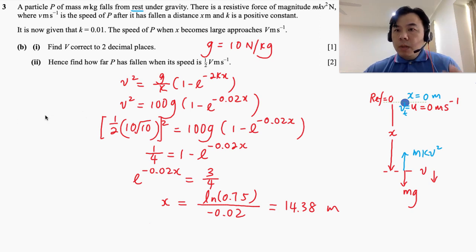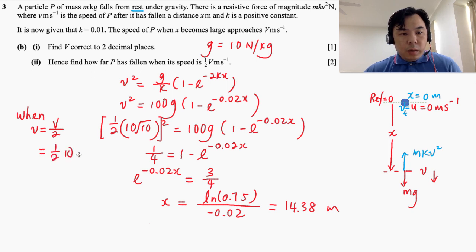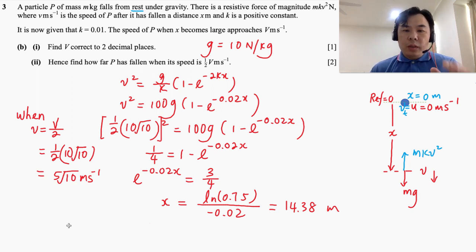Just let me make some remark here so that we know what we are writing. When the speed is half of V, which is half of 10 square root of 10 here, which is actually 5 if you want. By solving this, you'll be able to reach the conclusion. All right, now stay tuned. I'm going to move on to the next question shortly.